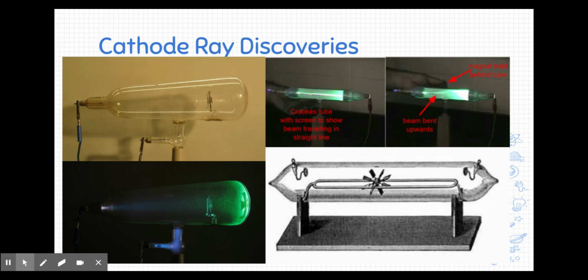So Thomson's work with the electron and cathode ray tubes really rested upon the shoulders of several other discoveries which were made a bit earlier.